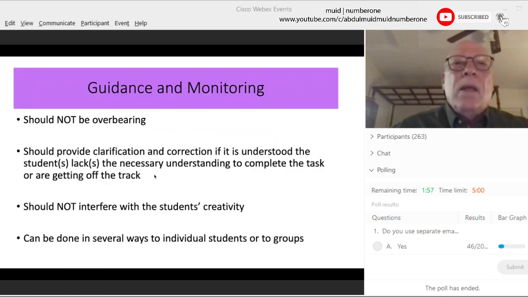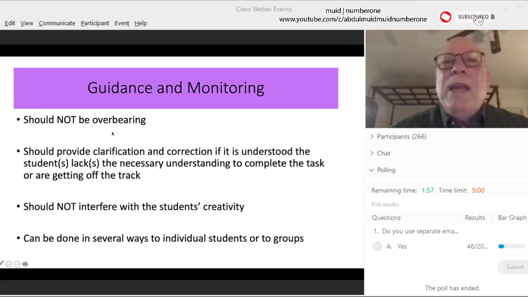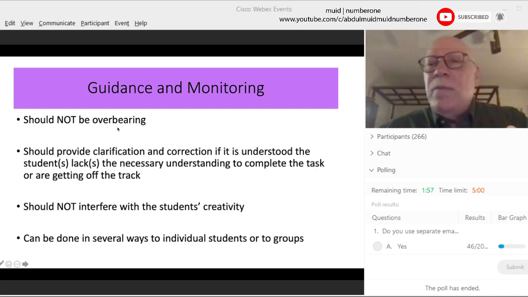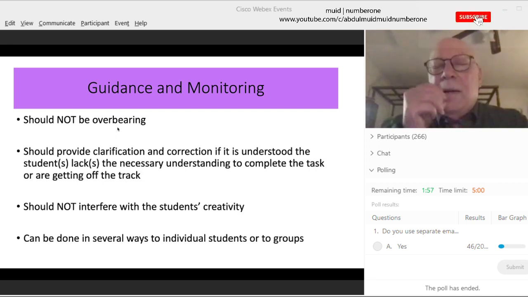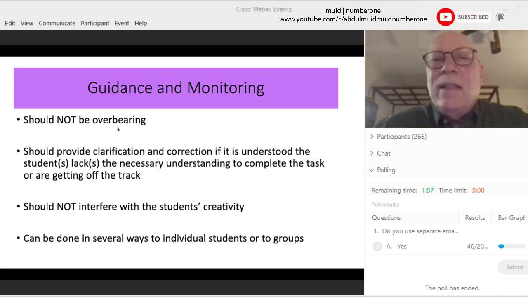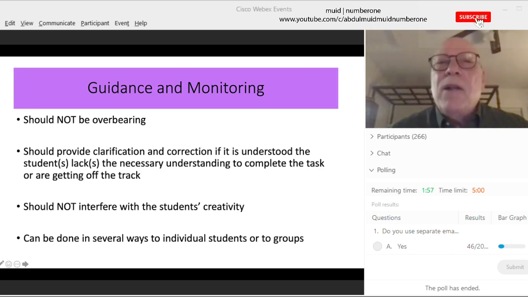So, okay, we're going to guidance and monitoring very quickly, okay? Your students, and you're monitoring their work, you should not be overbearing. Don't be sitting there telling them exactly what to do, how to write it. Oh no, that's not good. Oh, maybe you want to do. Let them do the work. Let them do the work. Just look at it to make sure that they're following the rules and understand.